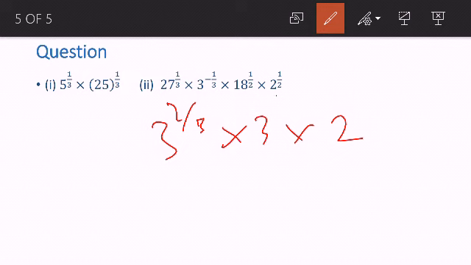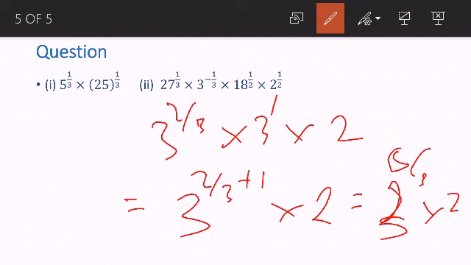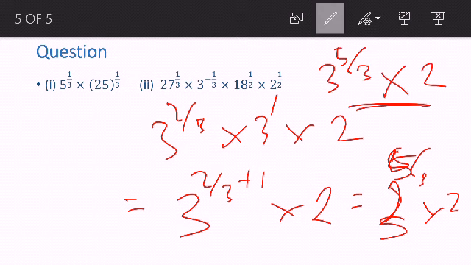So we can have 3 raised to the power 2 over 3 times 3 times 2. And remember, your 3 here means 3 raised to the power 1. So that will give us 3 raised to the power 2 over 3 plus 1, then times 2. That will give us 3 raised to the power 5 over 3 times 2. We can leave our answer this way: 3 raised to the power 5 over 3, then multiplied by 2. That can be our answer there, our simplification.